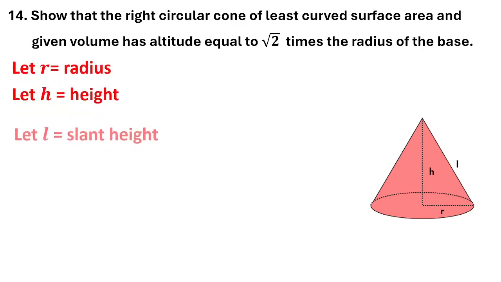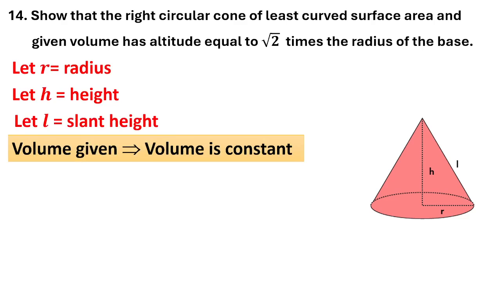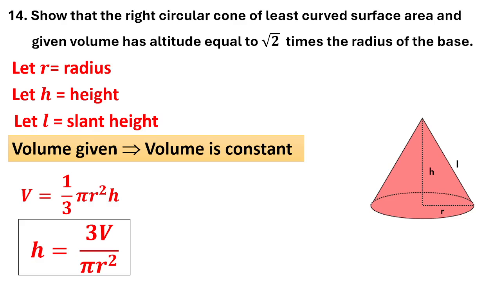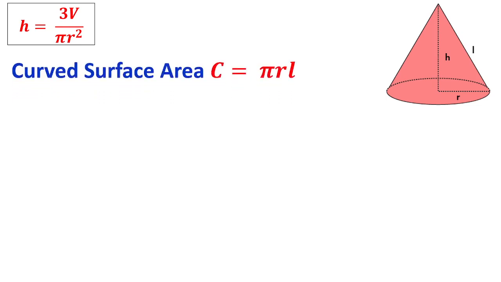R is radius, h is the height, and L is the slant height, and volume is constant. Therefore, I can represent h in terms of v and r. Therefore, h is equal to 3v by pi r square. Let us go back to the curved surface area formula.